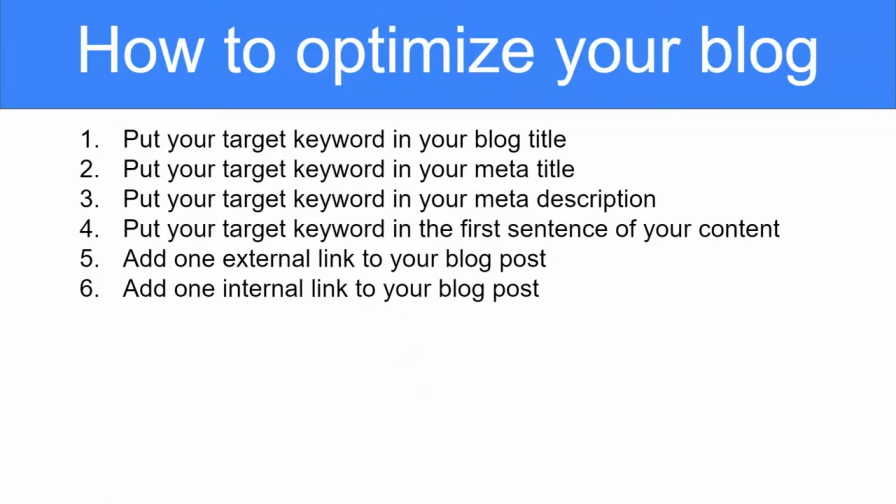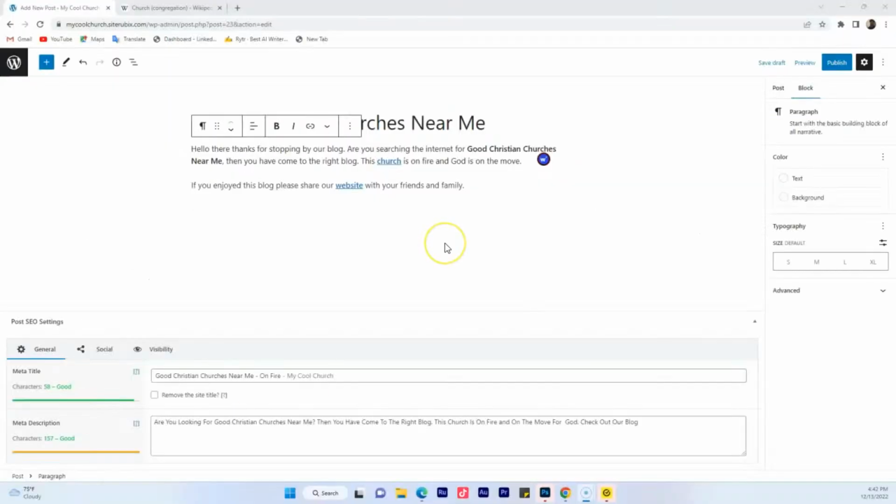All right, family, let's move on to step number 7. Step number 7 is you want to add one social image. So let me show you how to do that. Keep it locked. All right, let me show you how to add an image to your blog.